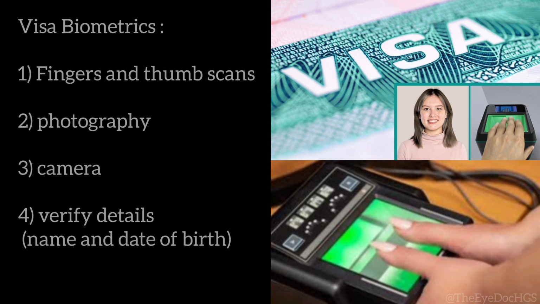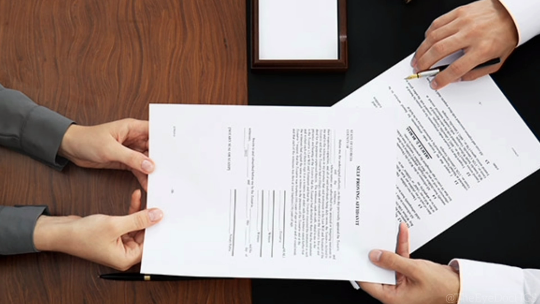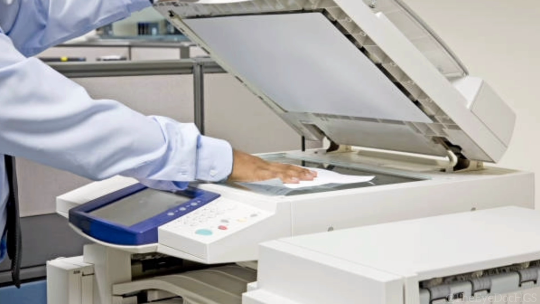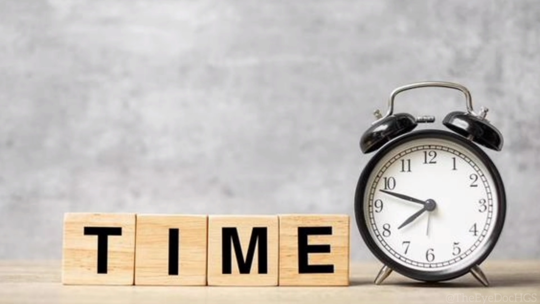Next, you will go for biometrics, for which they will scan your fingers and thumbs, take your photograph, ask you to look at the camera, and ask you details like name and date of birth. After biometrics, you will go to another counter to submit your documents. They will upload them, look at the documents again, and after uploading and scanning them, they will return the documents to you. For this whole procedure, it will take you about 2 to 3 hours, so you need to plan accordingly.